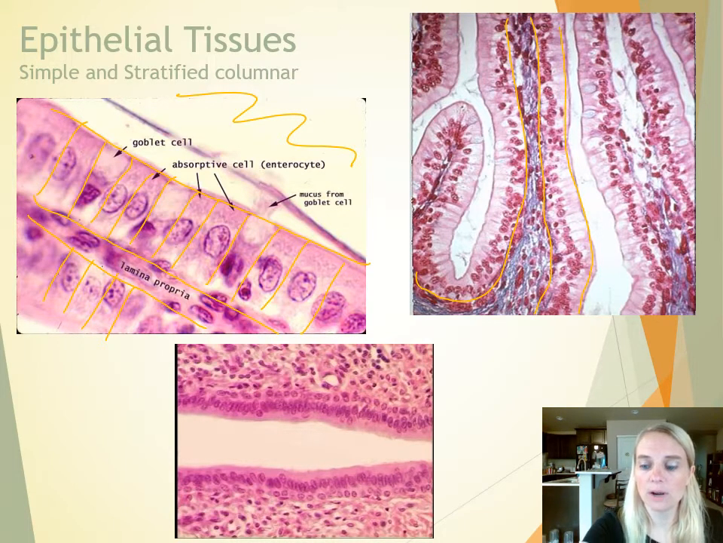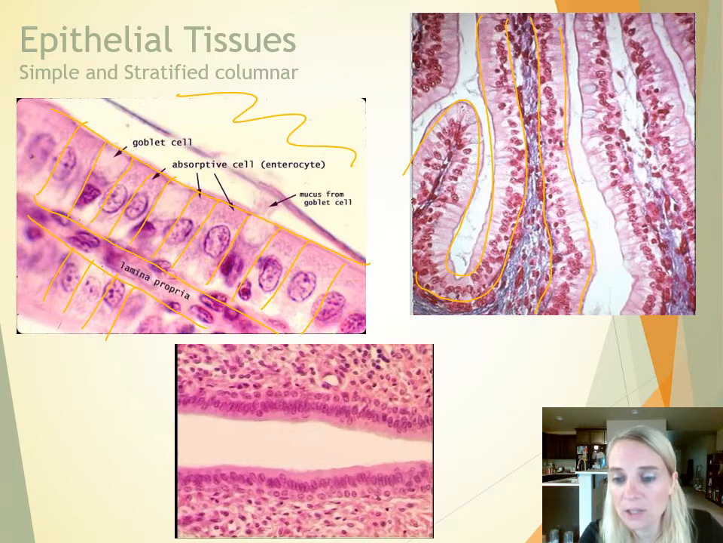So it's kind of going around like a big loop. This is in your intestines, like that. So there's my basement membrane, there's my free edge, and then I can see these tall, skinny cells like this. That's my simple columnar.